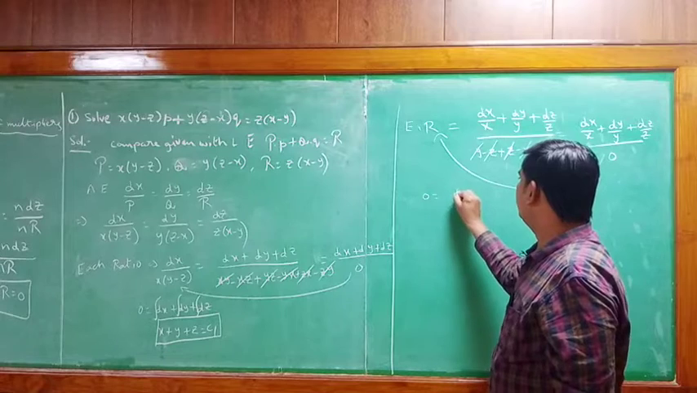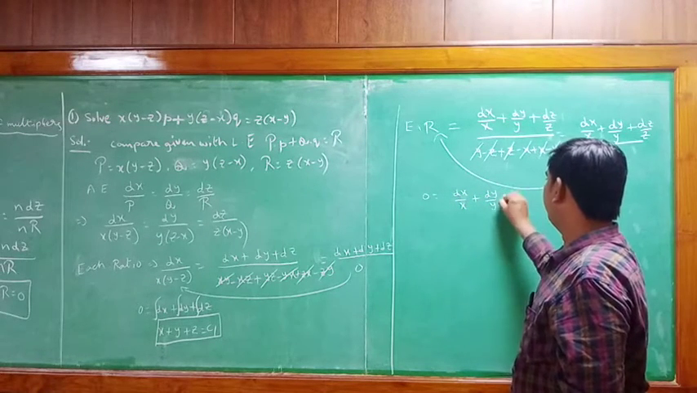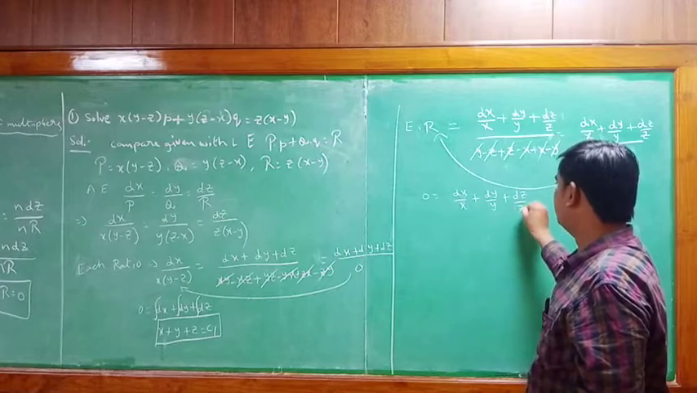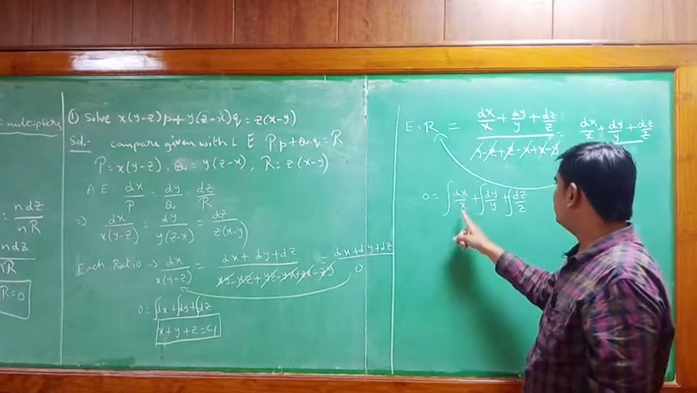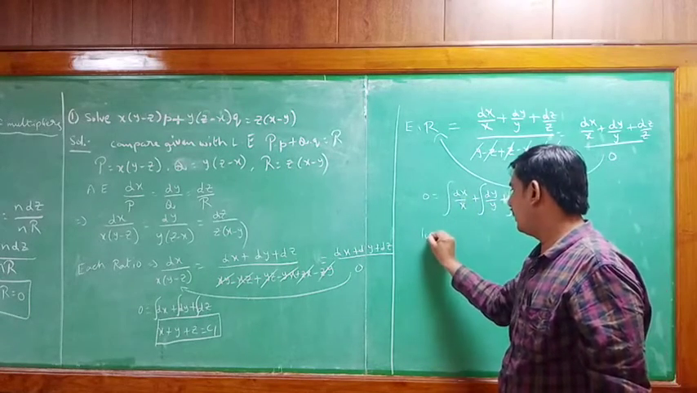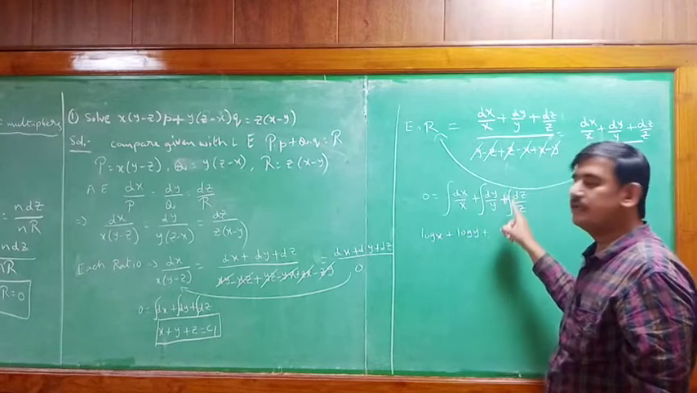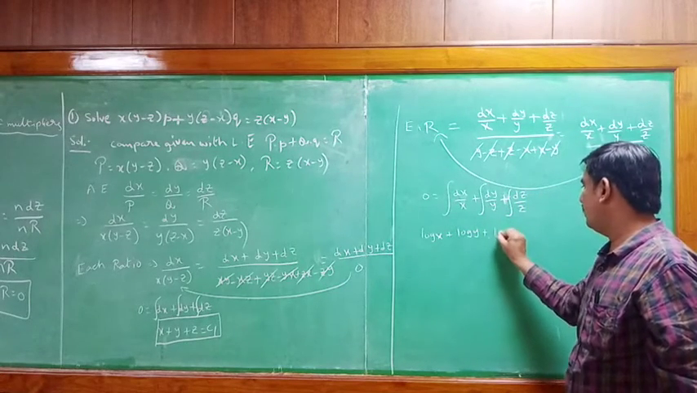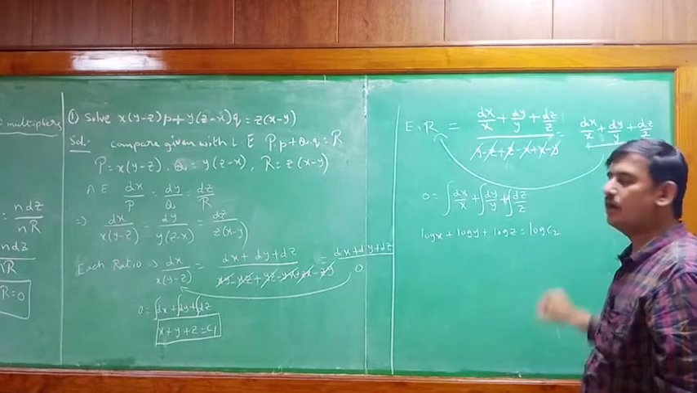This is equal to dx by x plus dy by y plus dz by z. After that, you need to integrate. If I integrate here, the integration of 1 by x is what? Log x, plus the integration of 1 by y is what? Log y. The integration of 1 by z is what? Log z, equal to a constant; take it as log C2.